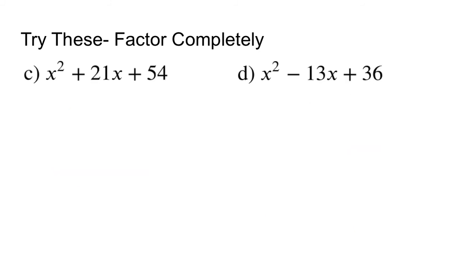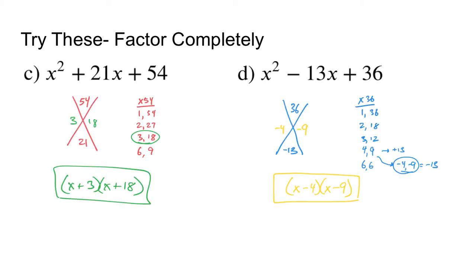Let's take a look at problems C and D. I'm simply going to reveal my work for you for these problems, and then you can check yourself after I'm done showing you the work. You'll see for letter C, the answer is x plus 3 times x plus 18. And for D, the answer is x minus 4 times x minus 9. Note here, I knew that 4 times 9 gave me 36, and 4 plus 9 was positive 13. Well, if it's positive 13 and I need the negative, then negative 4 times negative 9 gives me positive 36 and adds together to give me negative 13.